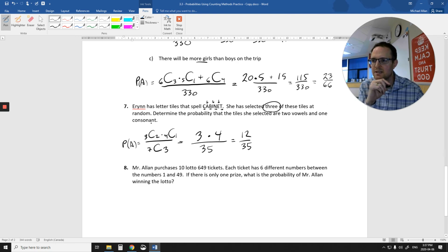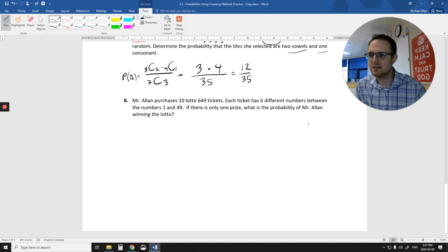Okay, I'm saying order doesn't matter because she didn't say that we have 2 vowels then 1 consonant. She's not telling us this is the order it has to be in, or that she's spelling out words. She's just selecting 3 tiles and they're in her hand at this point.